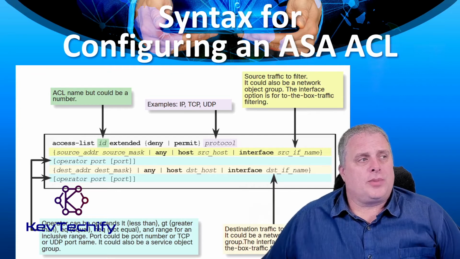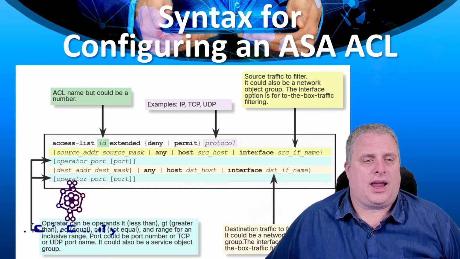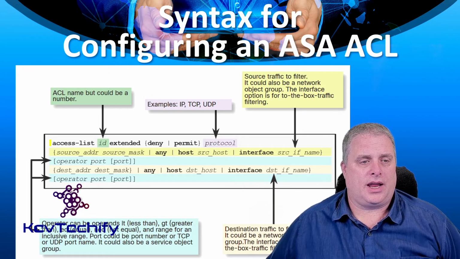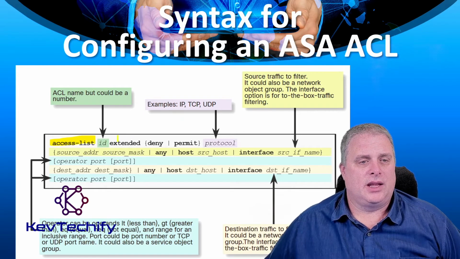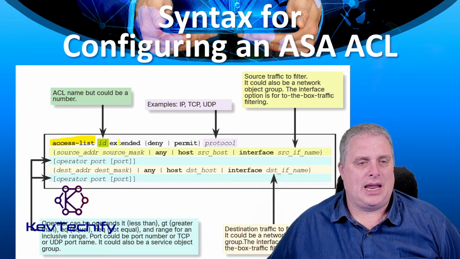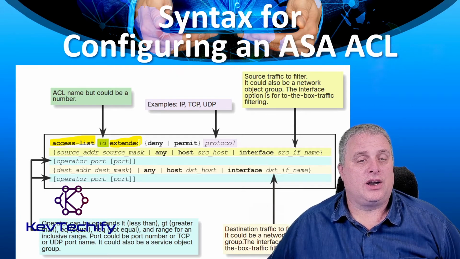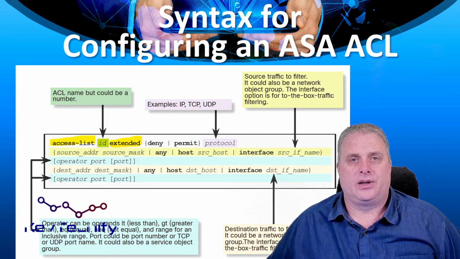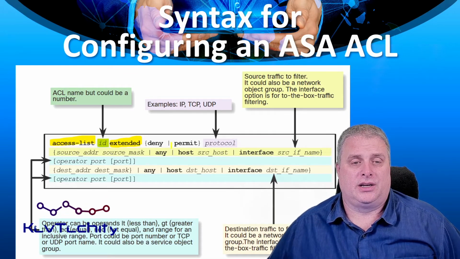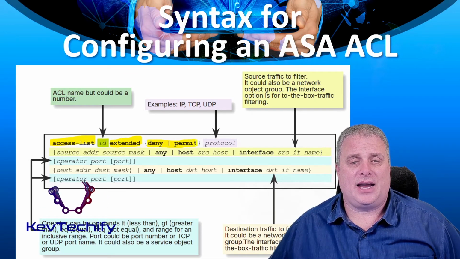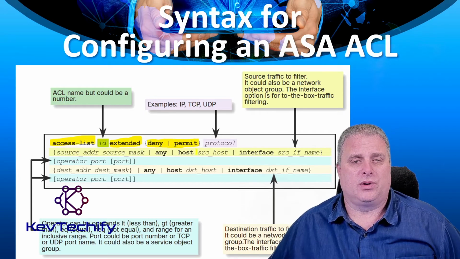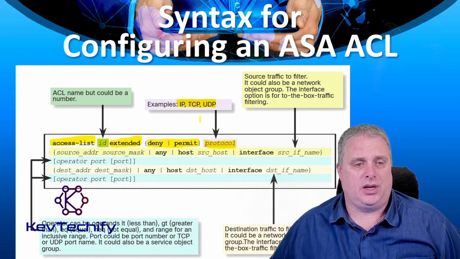We start off by creating our access control list. We start off with the word access-list. Then we give it the ID, which is the name of it. We basically always use anytime we're doing filtering or creating access control lists on our ASA that's extended. Next is our action. This is where we either have deny or permit in there. You have to choose one of those two. Then we specify the protocol. The protocol is once again our IP, TCP, UDP.